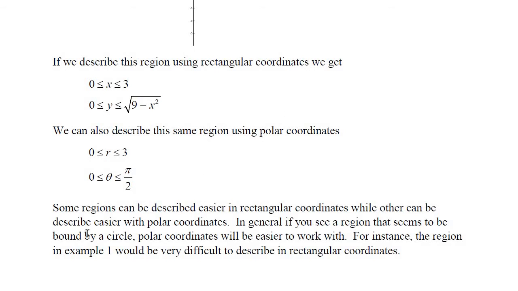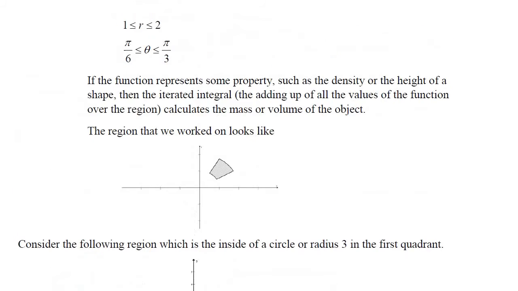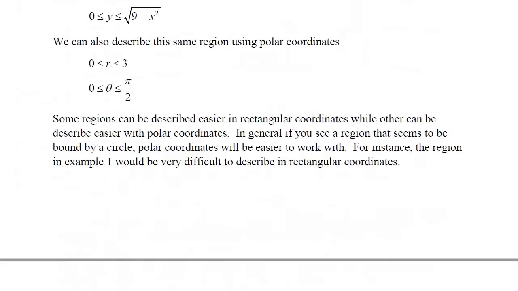For instance, the region in example 1 would be difficult to describe in rectangular coordinates, but it's easy in polar coordinates. So the region over here, this region here, would be difficult to describe in rectangular coordinates, but it would be easy to describe in polar coordinates.